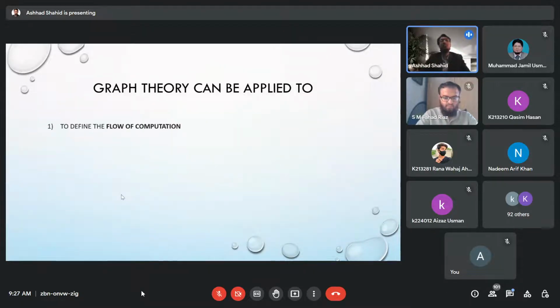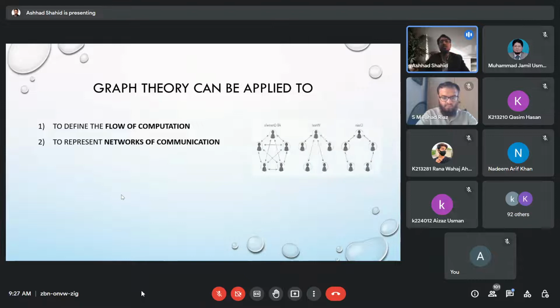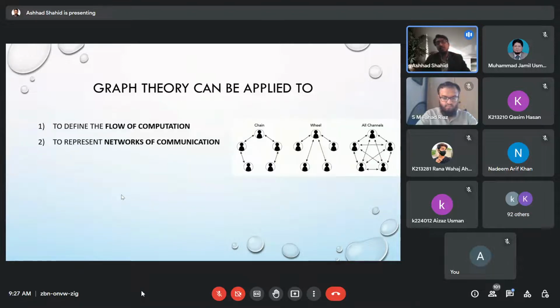Graph theory can also be applied to describe the flow of computation, or to represent a network of communication. Let's say we have many forms of networks of communication. The picture is showing only the basic forms. We have three basic forms of the network of communication: chain network, wheel network, and all-channel network.